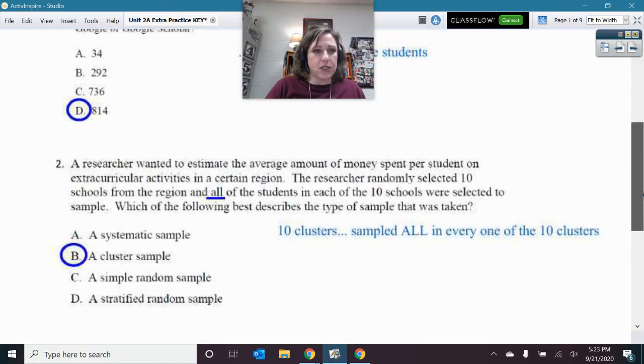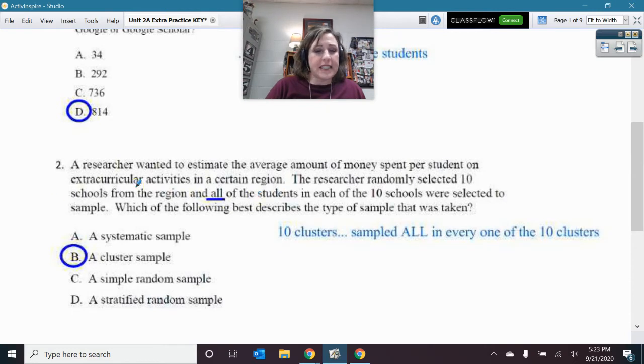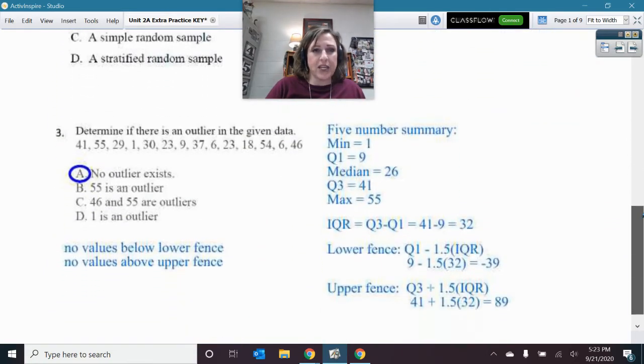All right, next we had 10 different schools and you selected all of those. So those were clusters. So that was a cluster. Here, you had to determine if you had an outlier. You have got to actually compute all of the information. You can't just go, looks like there isn't one. No, you have to do that.